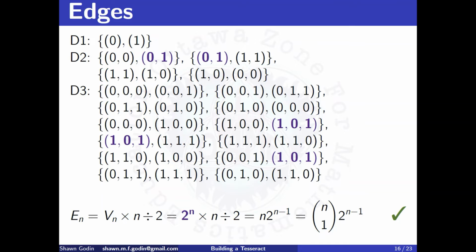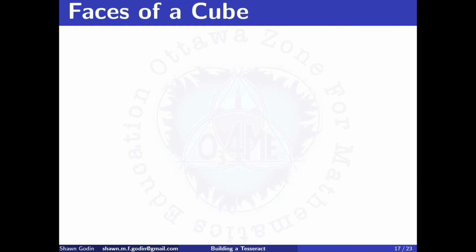Looking at it from that different point of view, I get the same formula. That gives us a little bit more confidence that what we've got here is actually the formula for the number of edges. Okay, so let's go one step further and we'll look at squares on a cube and on a hypercube to see if we can get that formula verified.